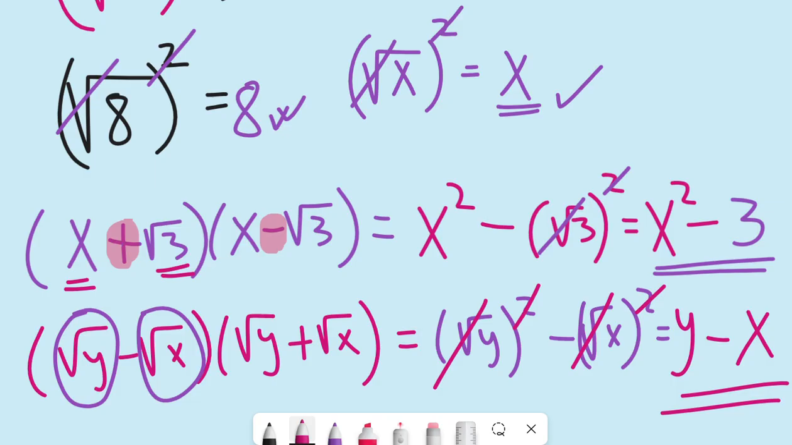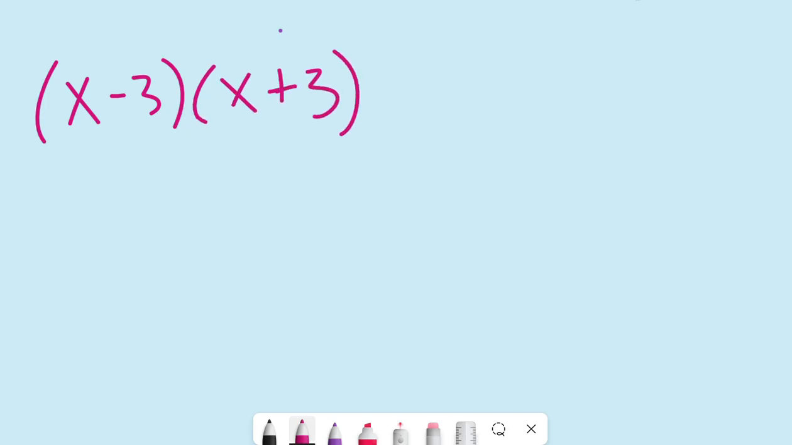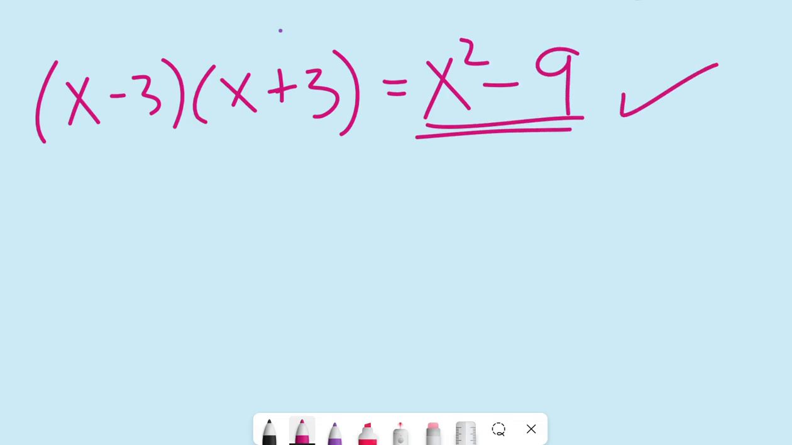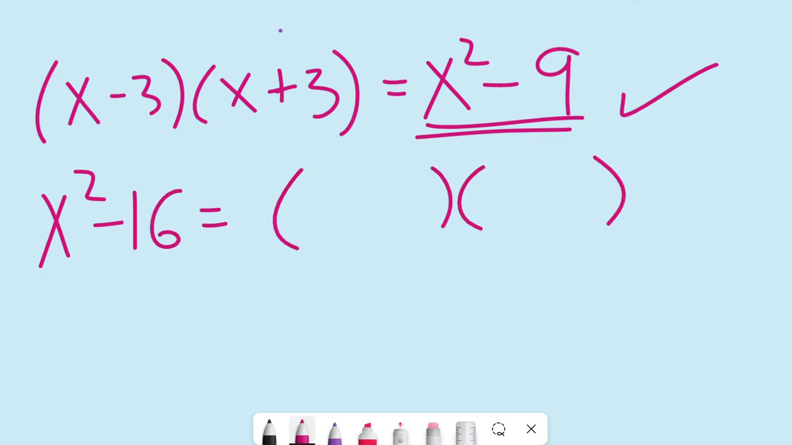Alright, guys. Now, if this is clear, let us do two more examples. This time, we go backwards. So I know that if I have x minus 3 and x plus 3 given, it will be x squared minus 9, right? But what if we go backwards? What if I say x squared minus 16? Then what is this? If you say x minus 16 and x plus 16, then this is wrong, right?